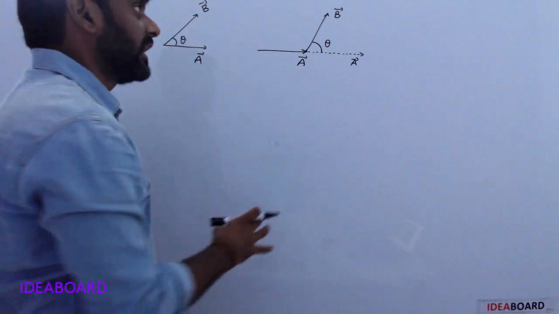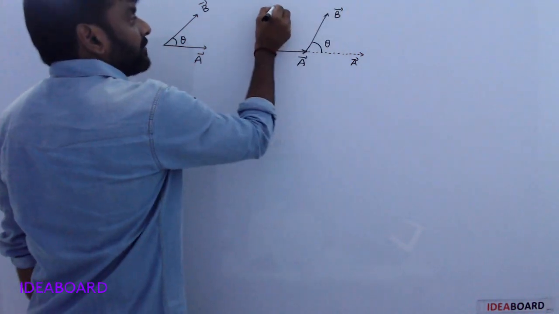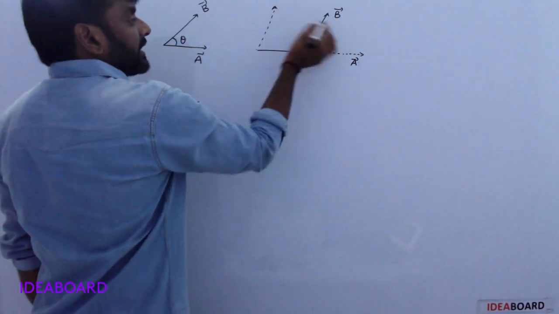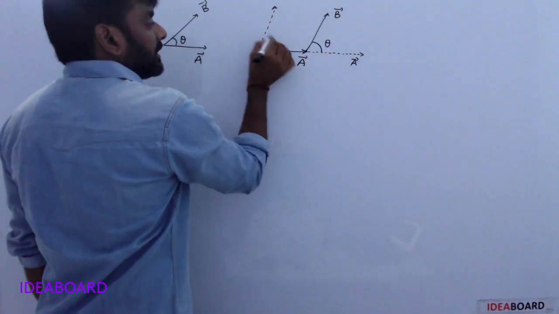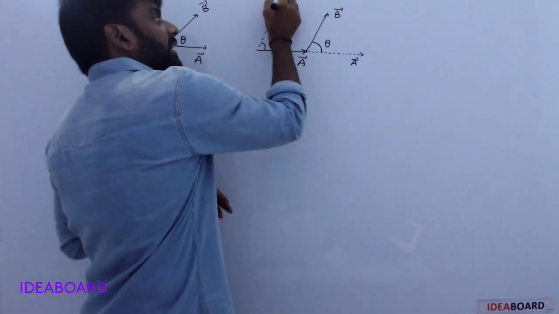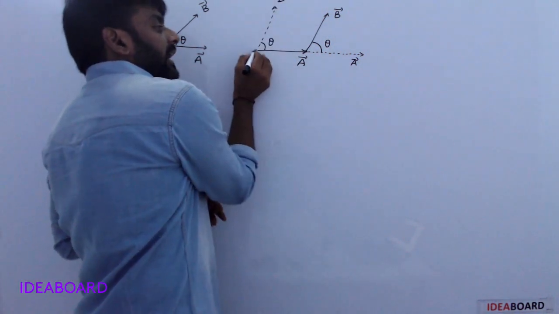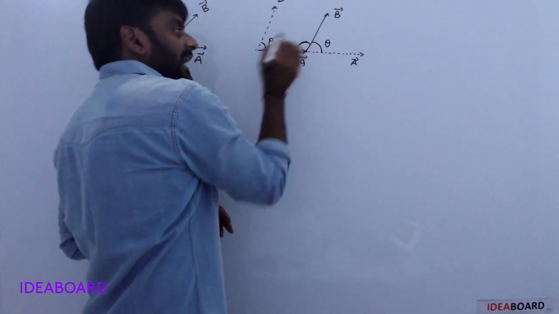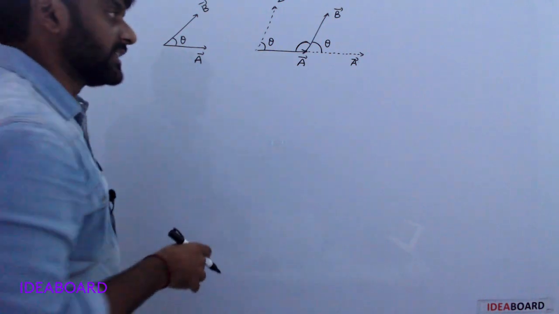This is the angle between the vectors. Or draw the parallel vector of B here. This is the angle between the vectors. B bar, tail to tail. Only consider tail to tail. Don't take this one as the angle of the vectors.